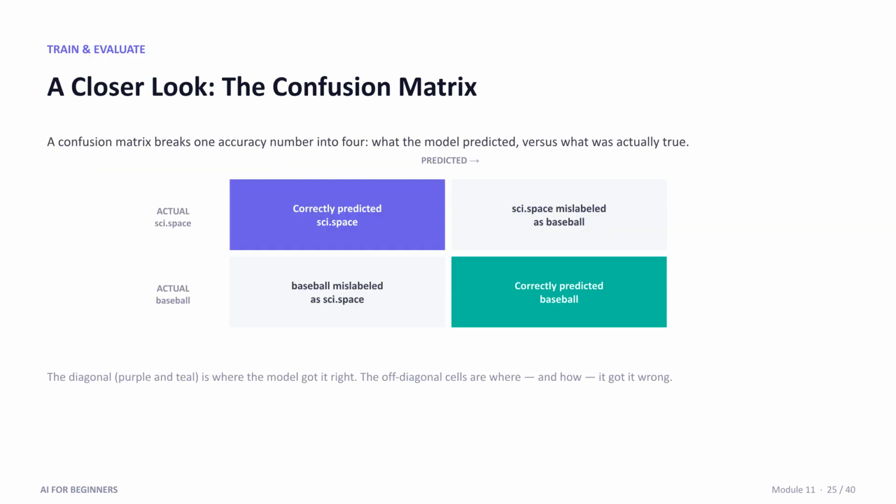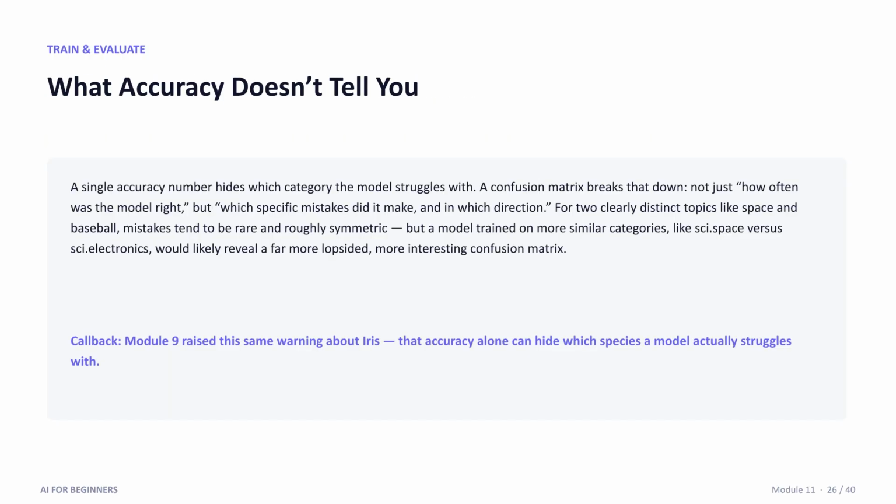We can get an even deeper understanding using a confusion matrix. This table shows us exactly how the model performed, distinguishing between correct classifications and the specific types of errors it made. Remember that a single accuracy number can hide nuances. A confusion matrix reveals if the model struggles with a particular category, showing us exactly where and in which direction the model's predictions are failing.